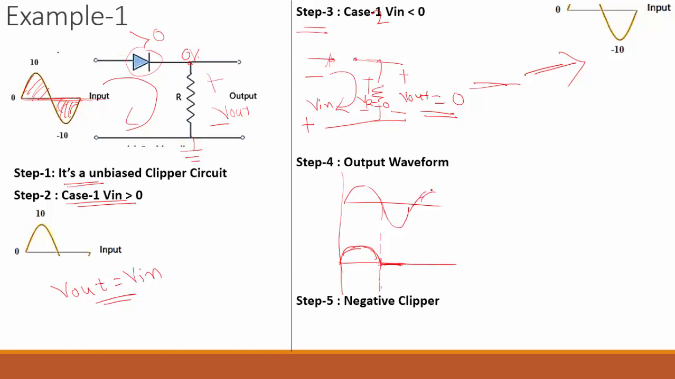Let's suppose I take another cycle. Again, for the positive cycle, I will get V out equal to V in. For the negative part, again it's 0 volt. So again, which part has been clipped? The negative part has been clipped. That's why it's called a negative clipper.